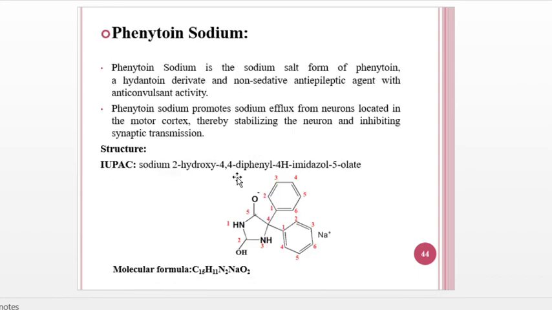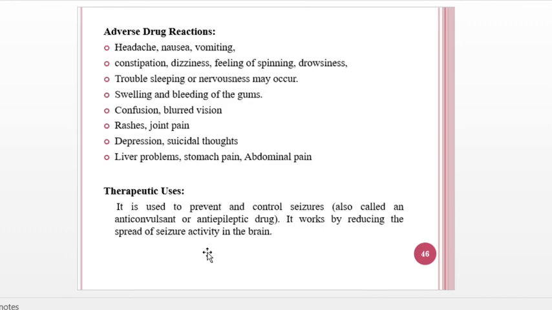Our important drug is phenytoin. Phenytoin is a hydantoin derivative. You know it is used as an anti-epileptic drug. So it is also an anticonvulsant drug. Mainly, phenytoin promotes sodium efflux from the neurons located in the motor cortex, thereby stabilizing the neuron and inhibiting synaptic transmission. Okay. Mainly it is used for the control of seizures. That's why we call it anticonvulsant or anti-epileptic. It works to reduce the spread of seizure activity in the brain.